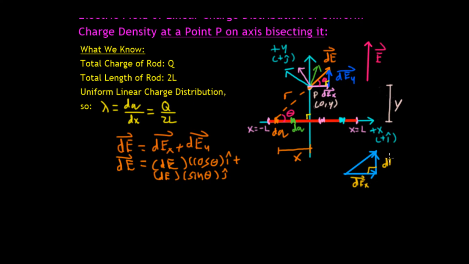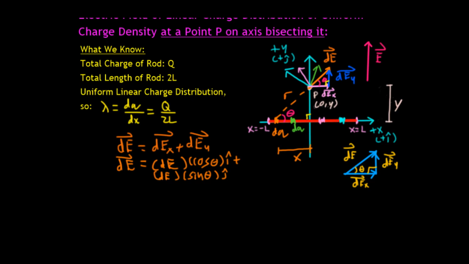So again, I'm just breaking down the vector into its components right here: dEx, dEy, dE, and then we've got theta. I'm just working with this triangle right here, as we generally do when breaking vectors down into components. And then what we want to do is rewrite this dE.